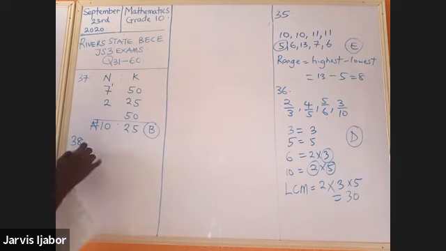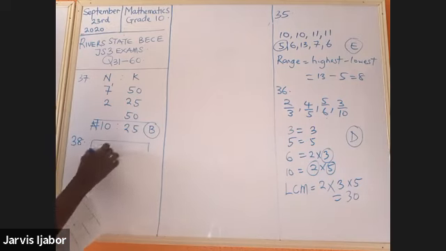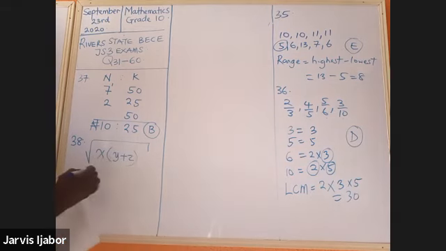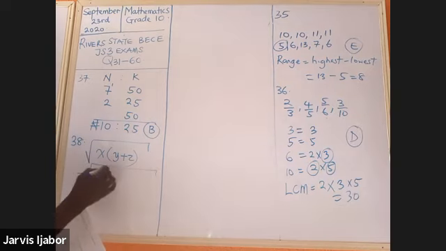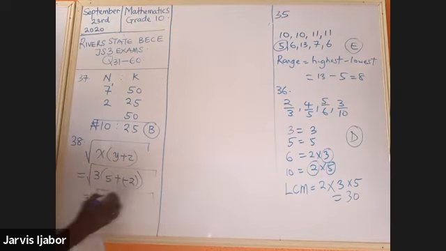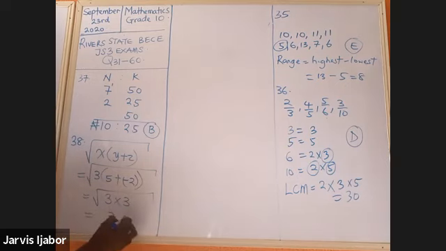On to question 38. We are told to find the square root of x into y plus z. And we are told what the values are. x is 3, y is 5, z is -2. So this will give me the square root of 3 times 3. Now, square root means pick 1. That's another interpretation of square root. Square root means pick 1. So the answer becomes 3.